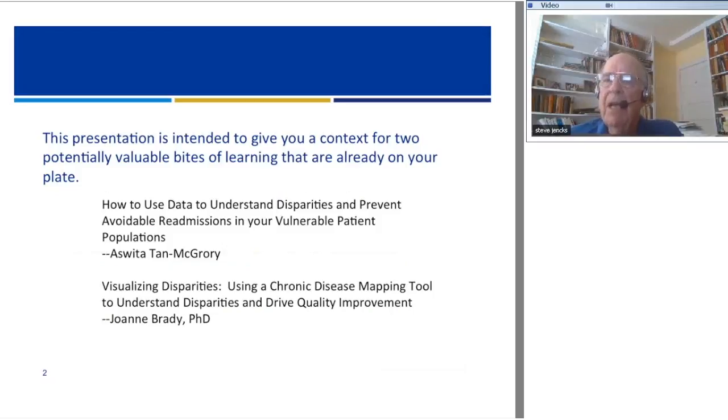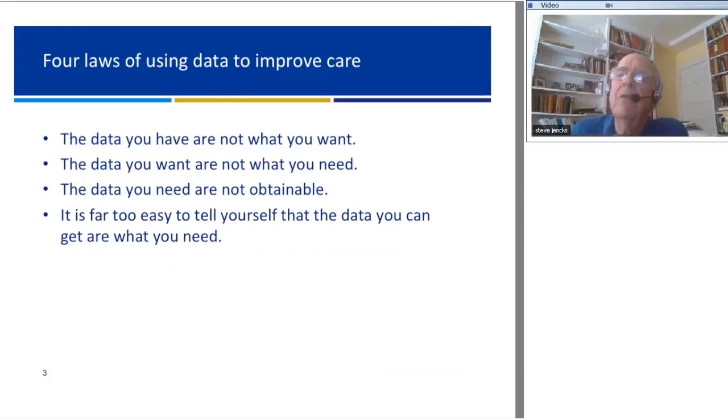But there is a hazard that you will think that they are telling you how to do some things that you're not going to be told, and then you're going to feel very frustrated. So let me try to give you what I would call four laws of using data to improve care. The first is, the data you have are not what you want. You want data that will tell you what to do. The data you will have tells you who has diseases, who has obstacles to successful care, but not how to improve it.